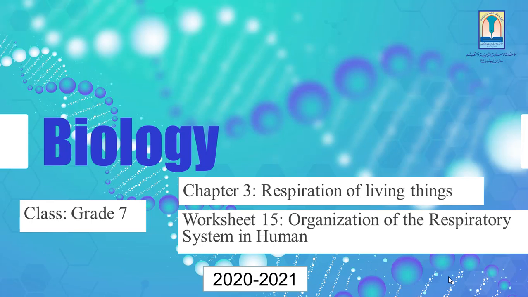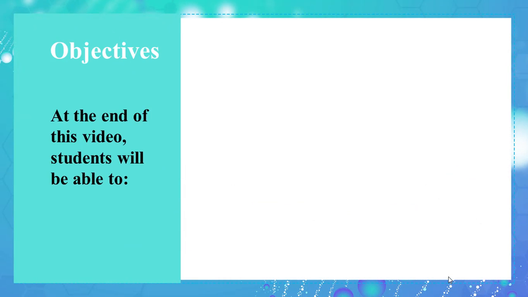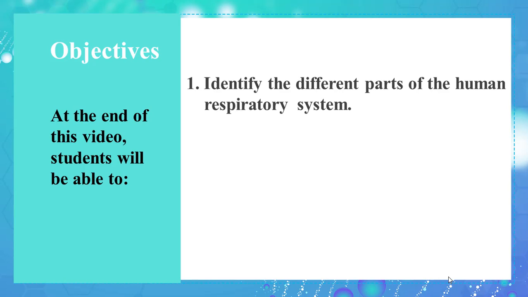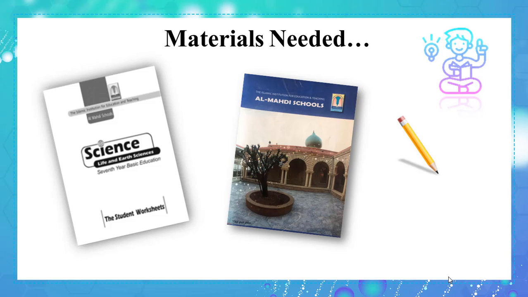Today we will start with chapter 3, Respiration of Living Things, worksheet 15, Organization of the Respiratory System in a Human. At the end of this video, you will be able to identify the different parts of the human respiratory system and trace the path of inspired air. Prepare your science worksheet, your copybook, and a pencil.